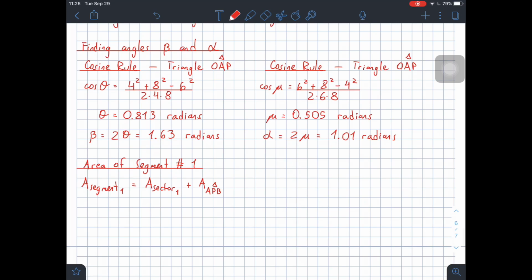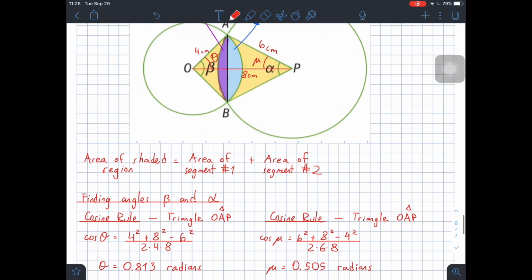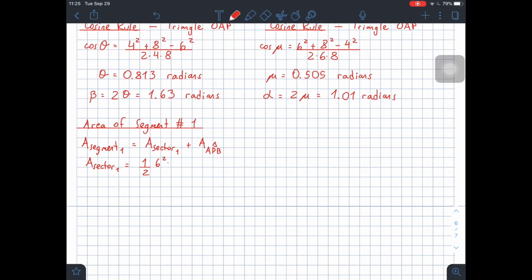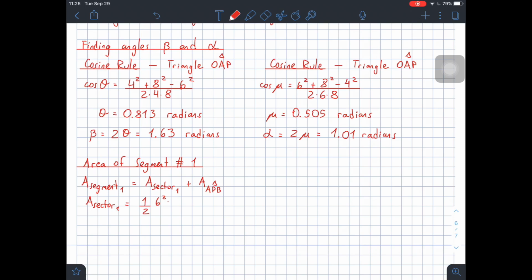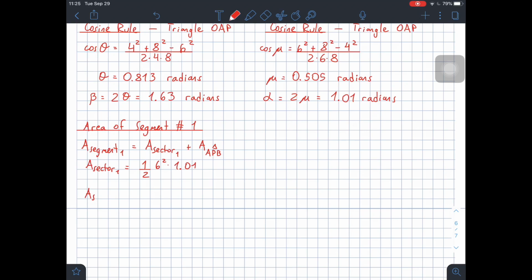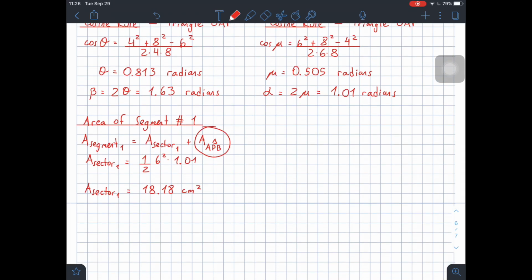So, to find the area of sector 1, we're going to say that this is 1/2 times the radius. In this case, for this triangle, the radius is 6. 6 squared times its angle, which is alpha, right? So times 1.01. So we get that the area of sector 1 is equal to 18.18 centimeters squared. Okay, now I'm missing the area of triangle APB.